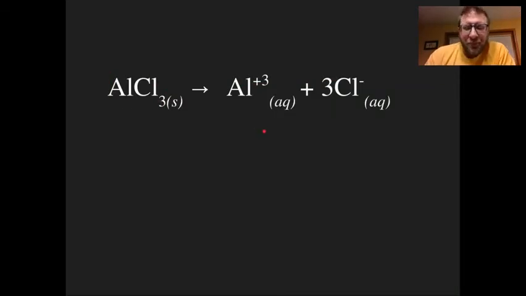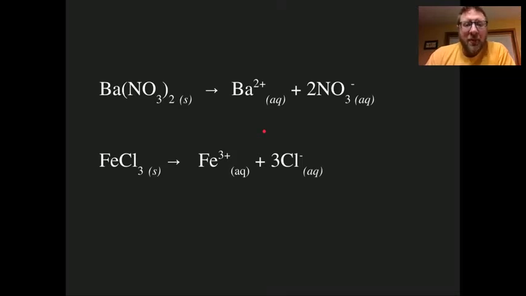All right. The other 2 that were on the page look like this. This one's a little bit trickier. This one is barium nitrate. And oh my gosh, we've got this horrible looking thing in parentheses here. I'd encourage you to look on the back of your periodic tables. This is what we call a polyatomic ion.